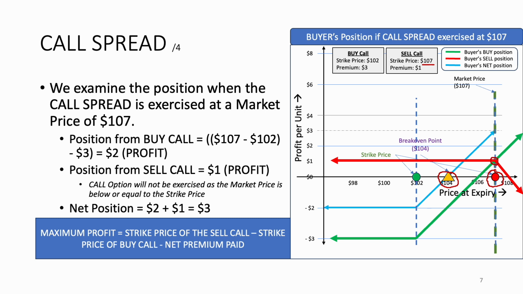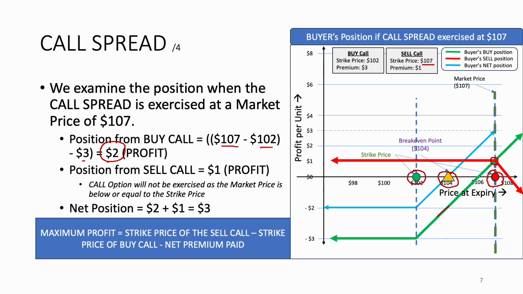Now $107 is greater than the strike price of the buy call. So the investor will exercise the buy call. So this is the buy call. The investor will exercise the buy call at this point. When he exercises the buy call, he makes a profit. The profit is $107, that is the market price, minus the strike price of $102, minus the premium of $3. So he makes a profit of $2.